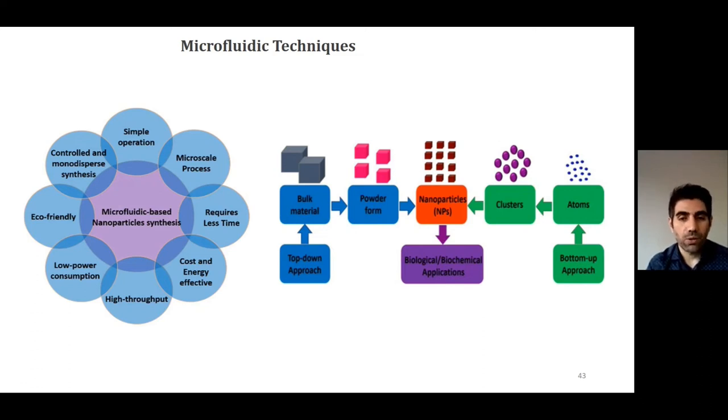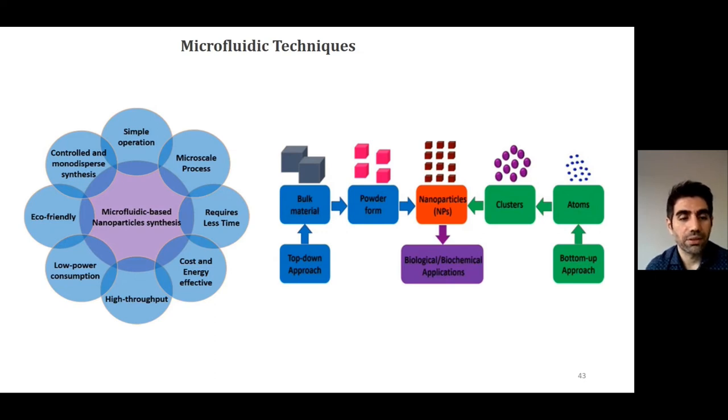On the opposite side, it is the top-down approach. Here we have a large-scale material, okay? We chop down that material, we divide it into small pieces to obtain the desired nanoparticle with a given size. So these are two different approaches.